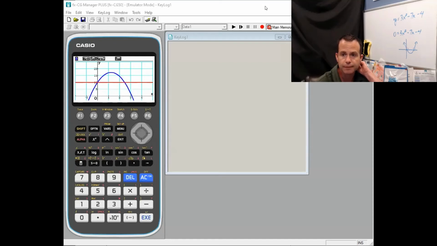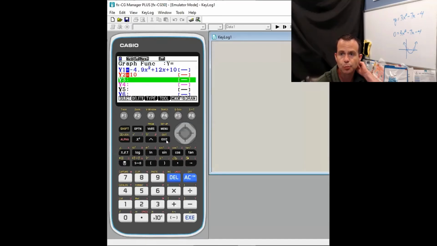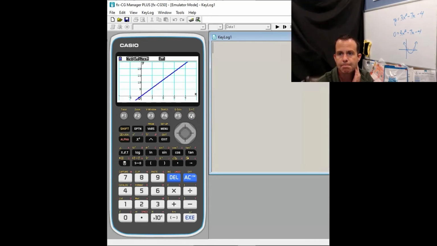Okay, so we have 6x that I want in y1. So I'm just going to go up here and change that to 6x. And then I've got -3x squared minus 5. And if I was to graph that, just going to go back to a standard window here.